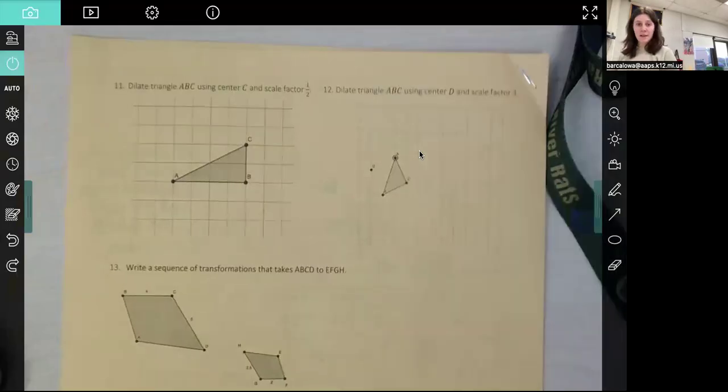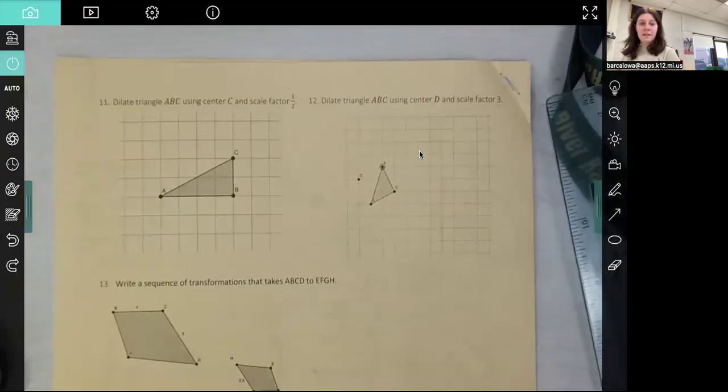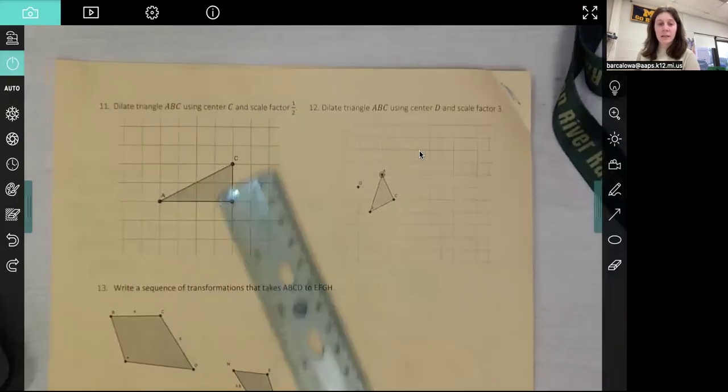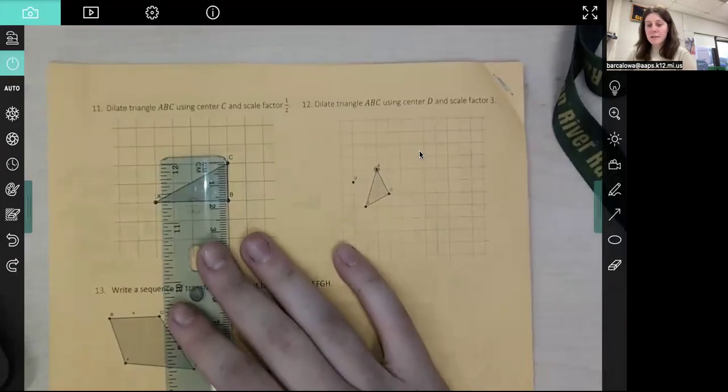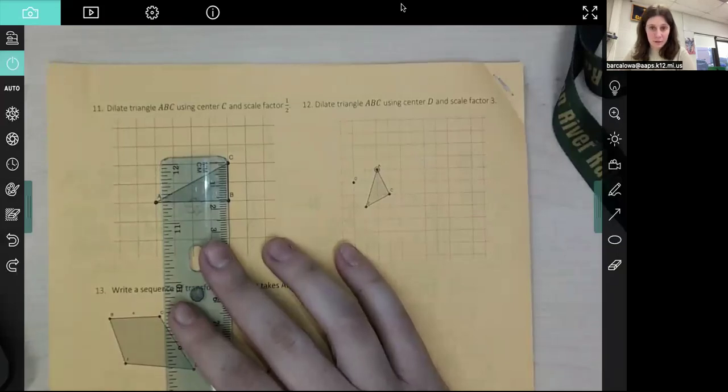All right, last page. Dilate triangle ABC using center C and scale factor 1/2. Okay, every time you describe a dilation, you need a center and a scale factor. Just like when we were rotating with a center, the center does not move. So whenever you're taking your ruler and you are measuring, the 0 should always be on the center. No matter what point that center is, your 0 should be on the center.